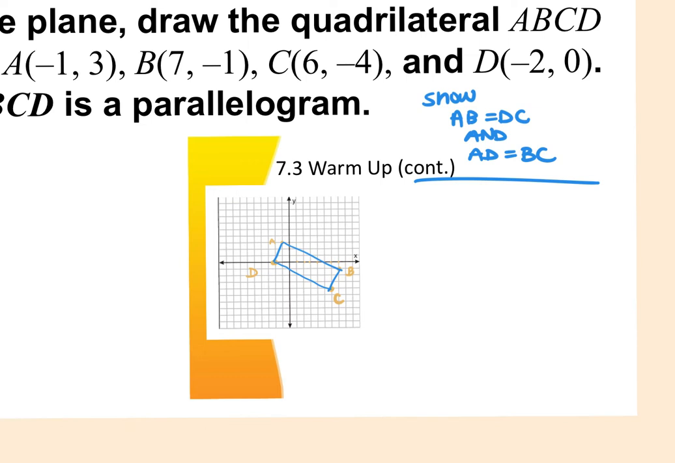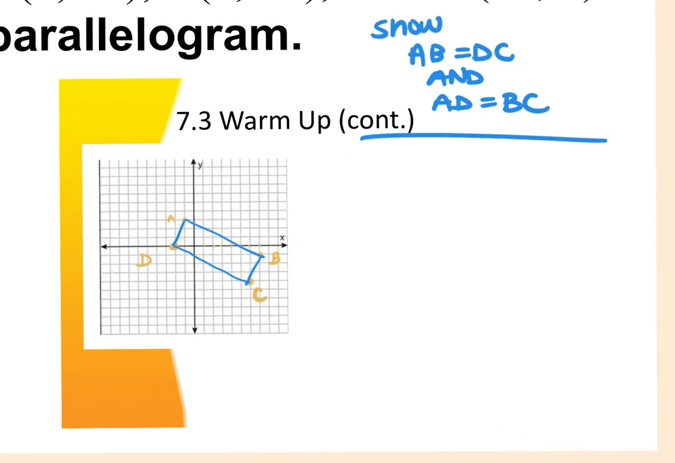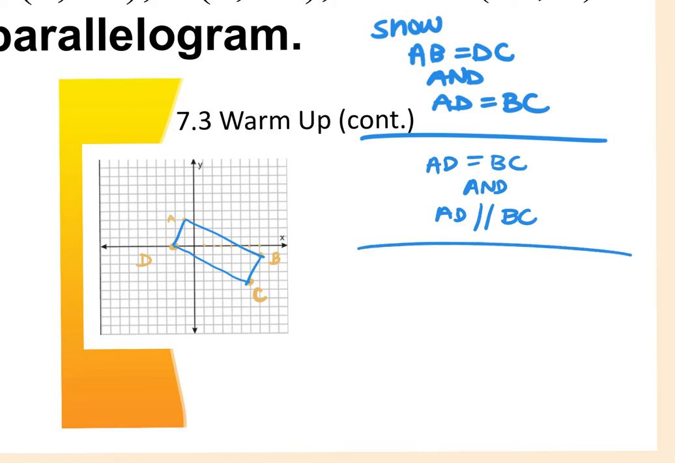The second one is to show that the same pair is congruent and parallel. So I could use the distance formula on AD and BC and then find the slopes of AD and BC. So I could show AD is equal to BC and AD is parallel to BC. Or I could do AB and DC the same way. Again, still tedious because you still have to use the distance formula. The third and easiest way to do it is to find the slopes of these lines.